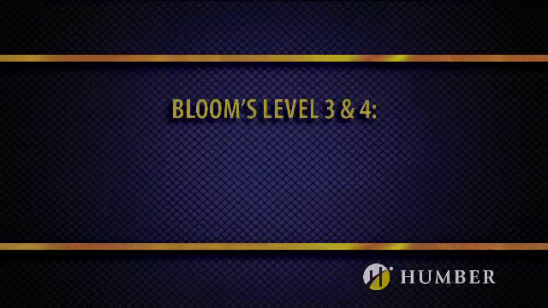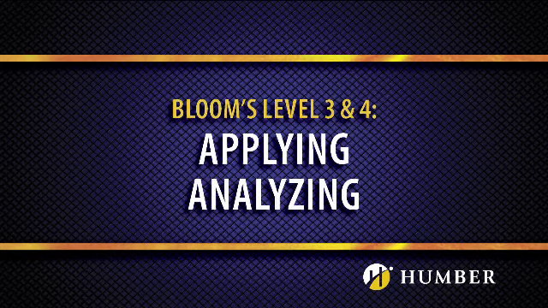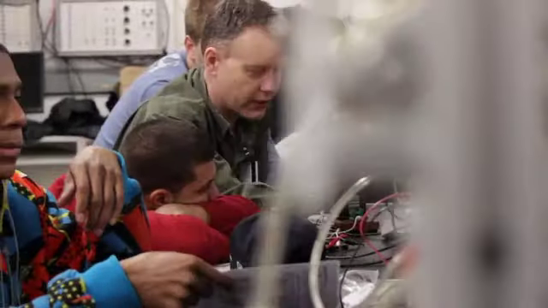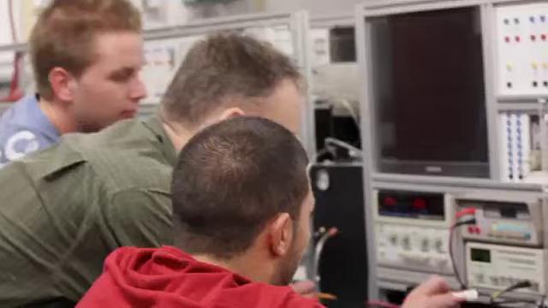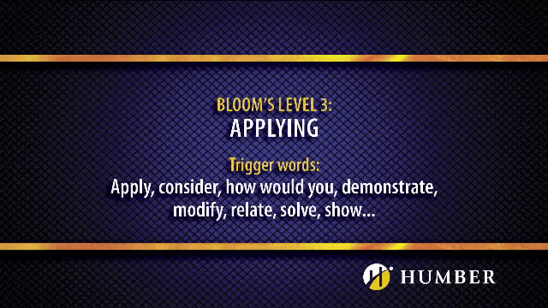Next 2 levels of questions on Bloom's taxonomy are application and analysis questions. Application questions are important for a student to demonstrate use of information in a new situation. Application questions start with words like apply, consider, and how would you.